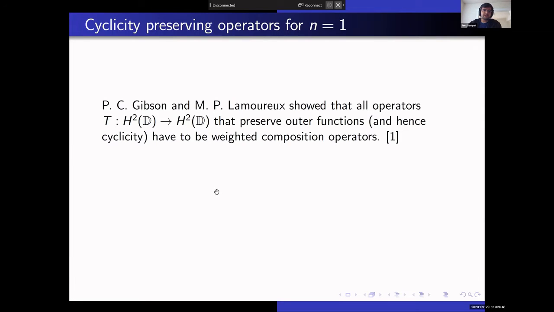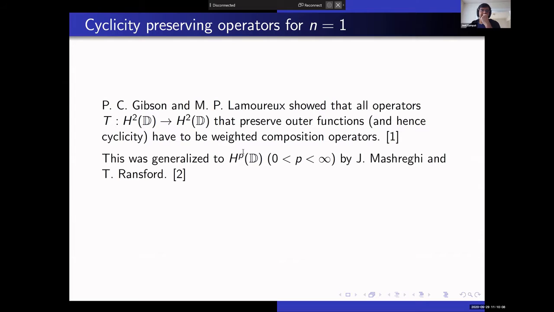So the first result that I could find was by Gibson and Lamoureux, who showed that all operators T from H2 to H2 that preserve outer functions, and hence cyclicity, because in the one variable case, we know that outer and cyclic is the same, all these operators have to be weighted composition operators. And then soon after, Marcoux and Ransford generalized this to the entire range of Hp spaces where p goes from 0 to infinity.